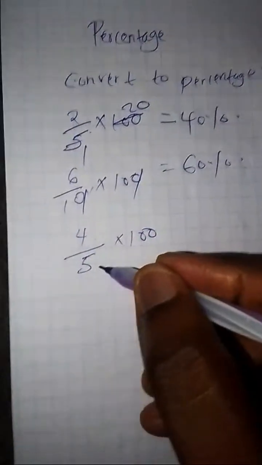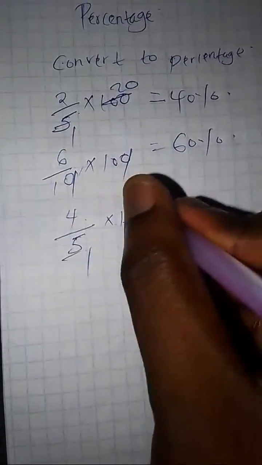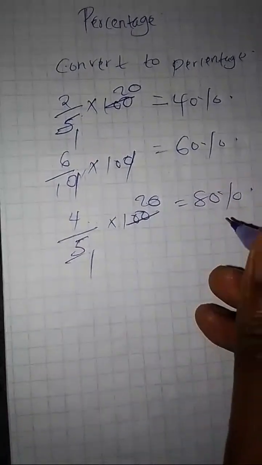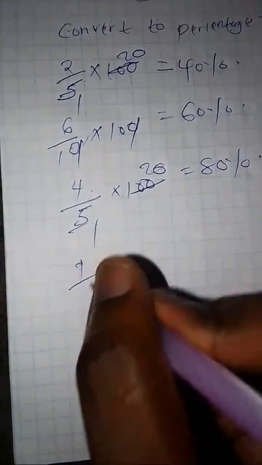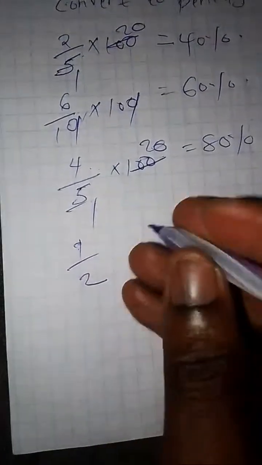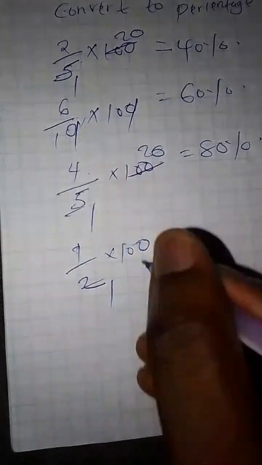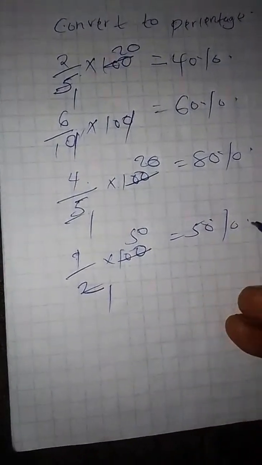So 4 over 5, change it into percentage. So 5 here once, 5 into 100, 20. And 4 times 20 is 80%. So we can also learn, like maybe a half into a percentage. It's a half multiplied by 100. So 2 here once, 2 into 100 is 50. So the answer is 50%.